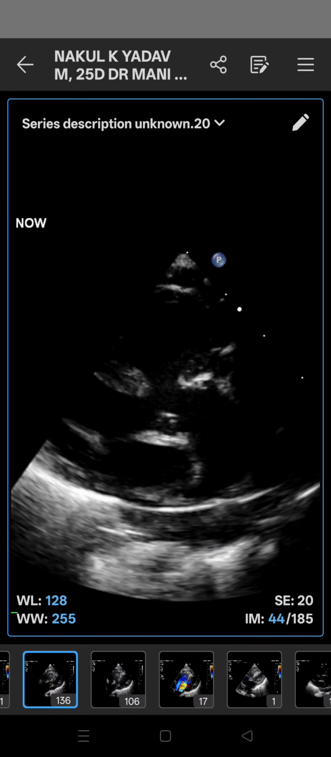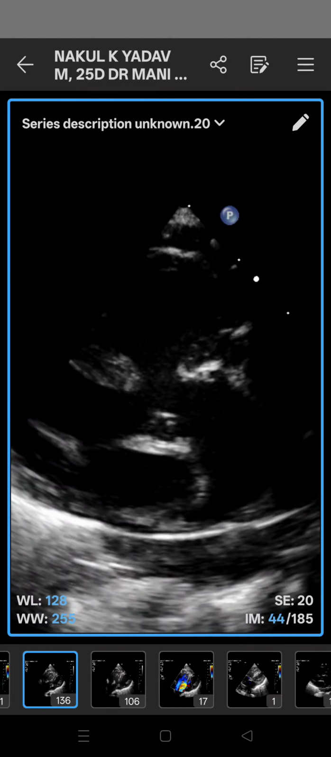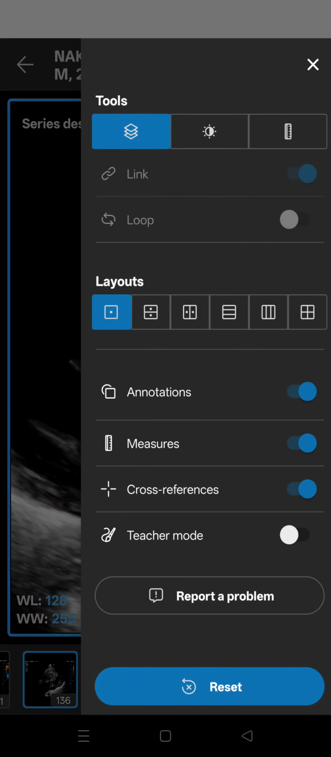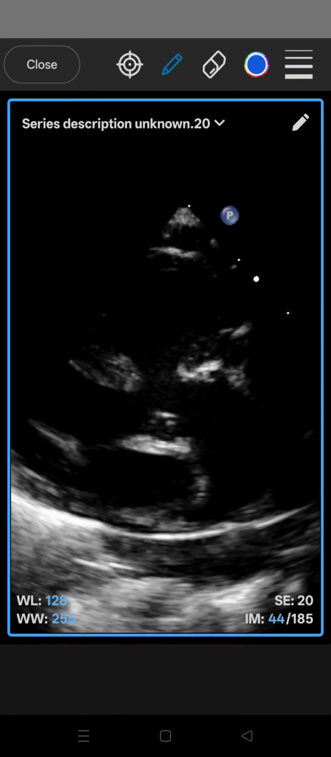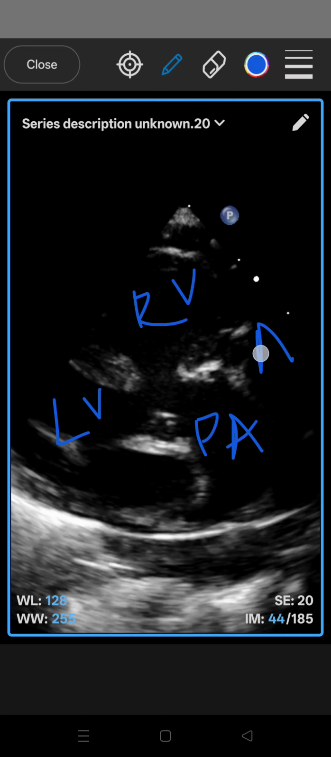This is the case of d-transposition of great arteries. In this image, you can see the structure. This is the right ventricle, this is the left ventricle. Normal orientation. This is the pulmonary artery, this is the aorta. So from the left ventricle the pulmonary artery, from the right ventricle the aorta.